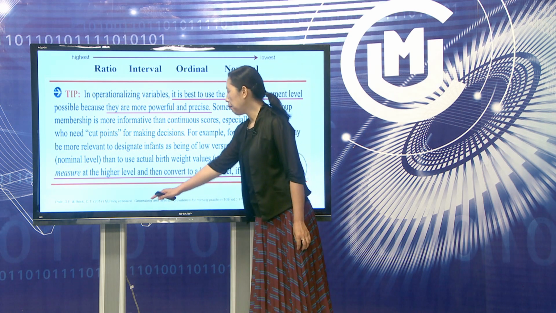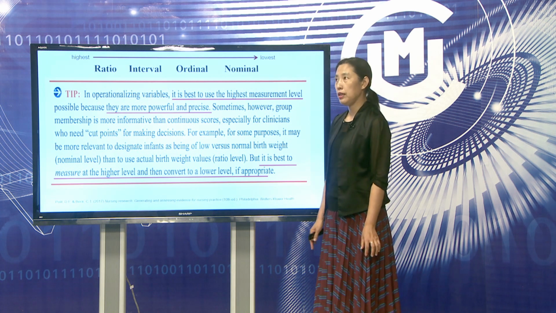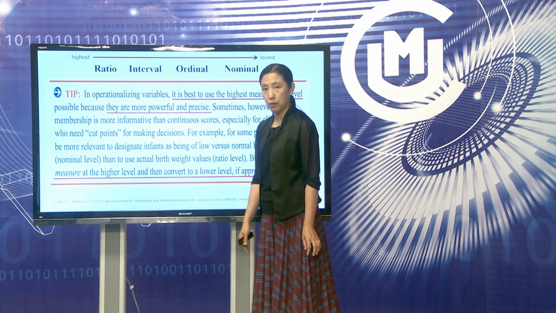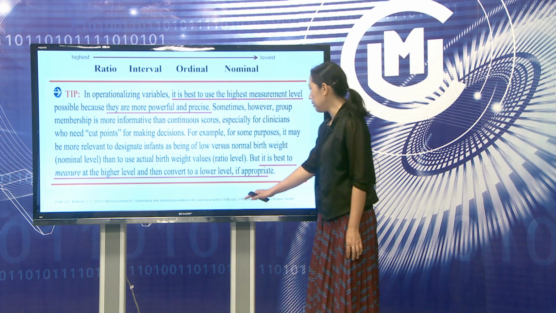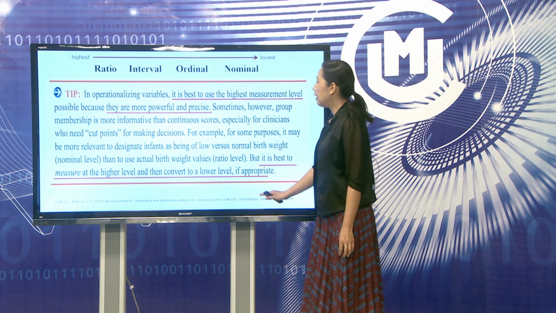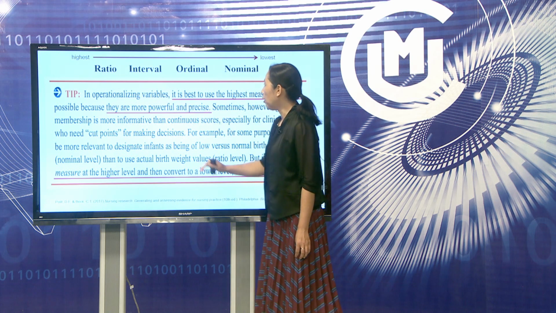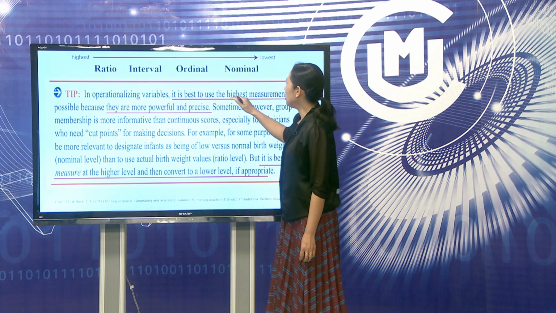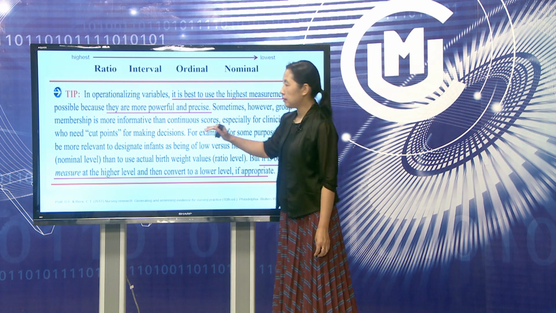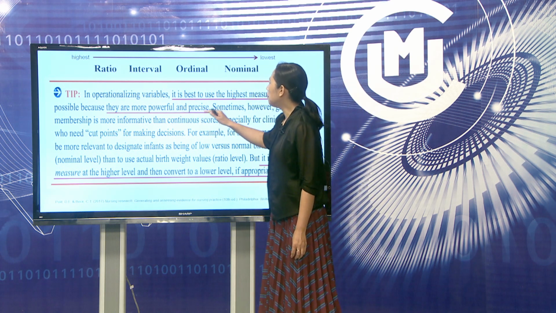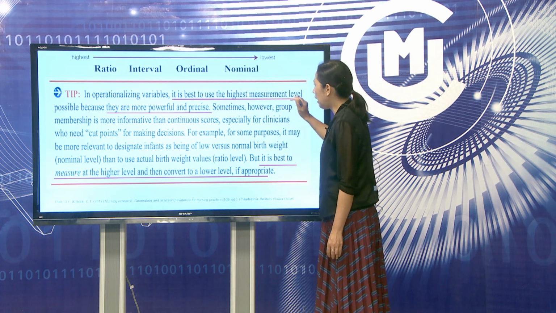Dr. Polit and Beck in 2017, in their book, this is a really traditional book, another textbook in our course, Nursing Research: Generating and Assessing Evidence for Nursing Practice. In this book, they talk about operationalized variables: it is best to use the highest measurement level possible because they are more powerful and precise. So try to use the highest measurement level.